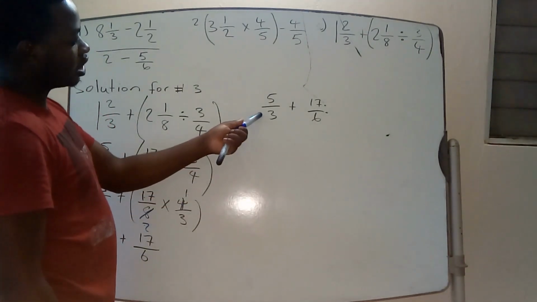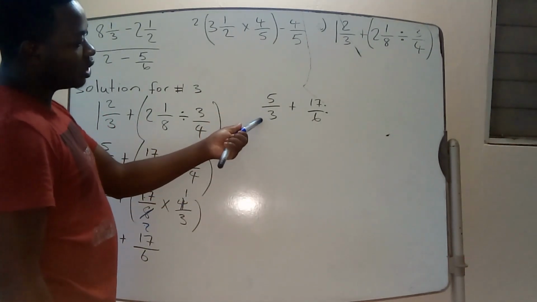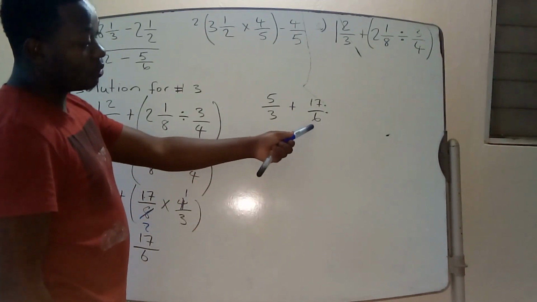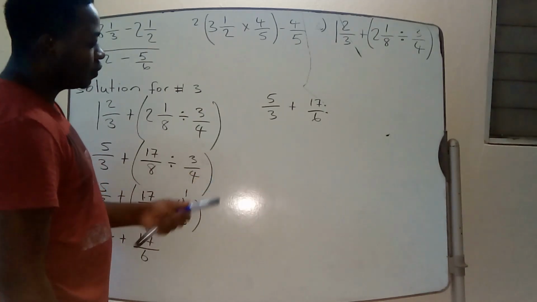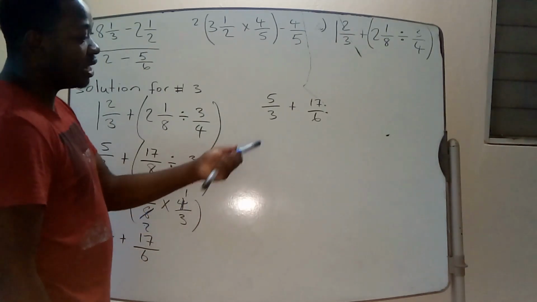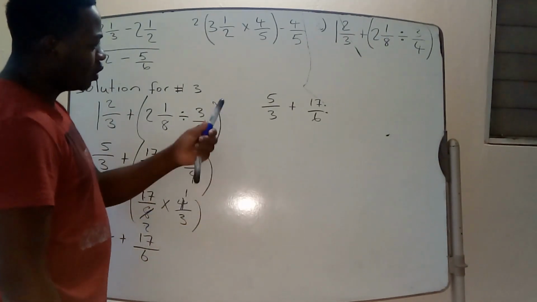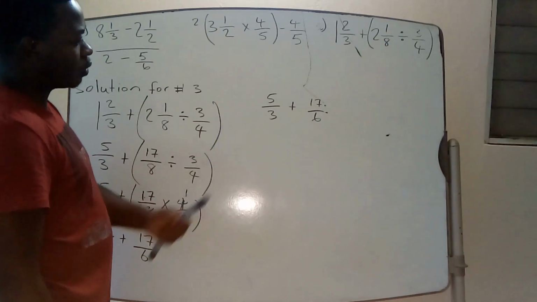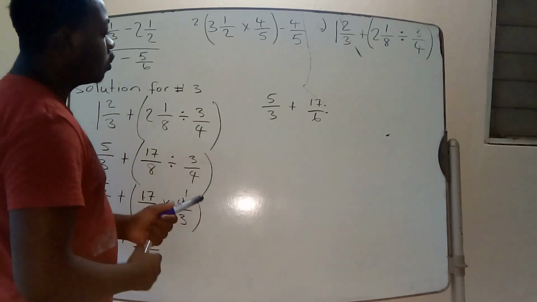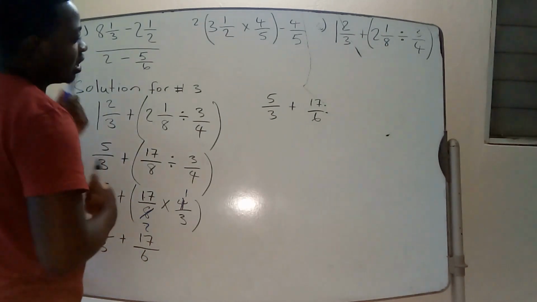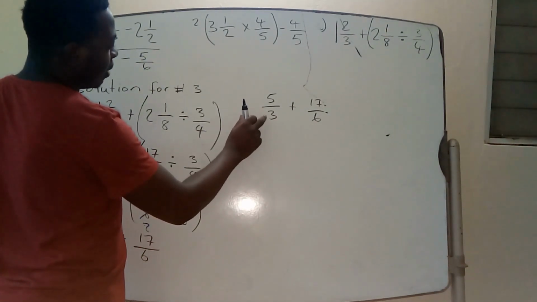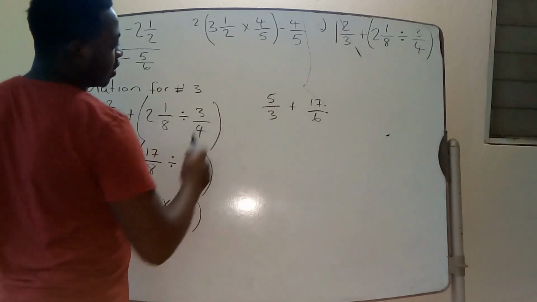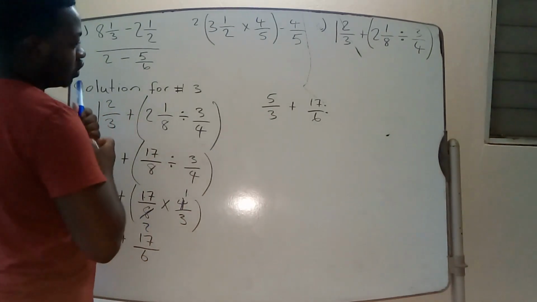Now here, the first fraction has a denominator of 3 and the second fraction has a denominator of 6. So it means that we need to find a common denominator. One way of doing it is to find the LCM. But I'm not going to use the LCM, I'm going to use equivalent fractions here. So what I'm going to do is to ask myself, which number can I multiply this denominator, which is 3, by to give me 6? That number is going to be 2.